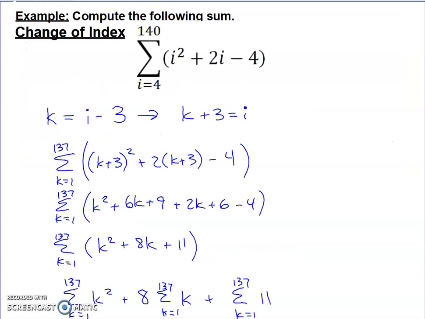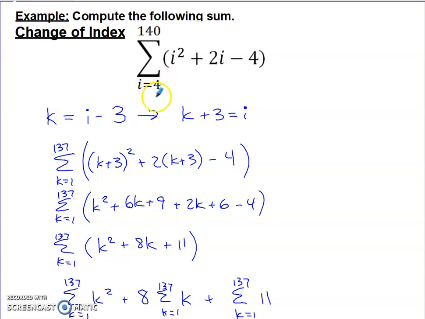Well, one way to compute this sum is to put 4 in place of the i's, figure out your value. Put 5 in place of the i's, figure out your value. Do the same thing with 6, 7, 8, 9, 10. Do that with everything up to 140. Add them all up, you've got your answer. Not quick, not easy. I guess it's not too bad, but not quick. Definitely time consuming.